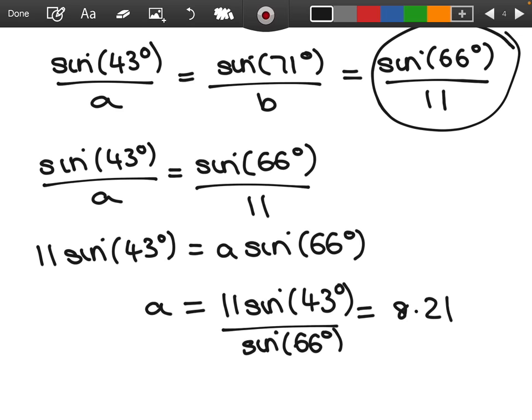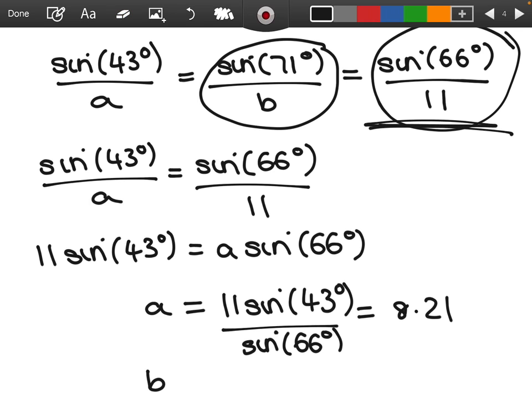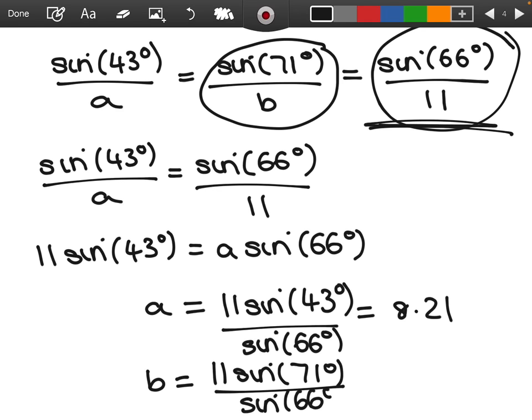And you can do the same thing to figure out B. This time I'm going to set sine of 71 degrees divided by B equal to sine of 66 over 11, and you manipulate it to find B. So B is equal to 11 sine 71 divided by sine of 66, which equals 11.38. So I found A, I found B, and I found that third angle gamma. So we are completely solved for this triangle.